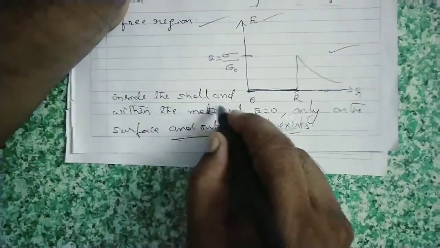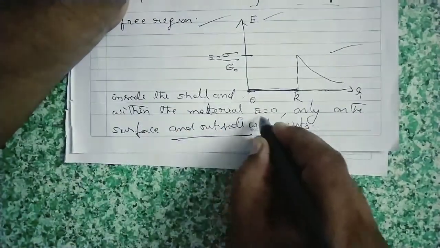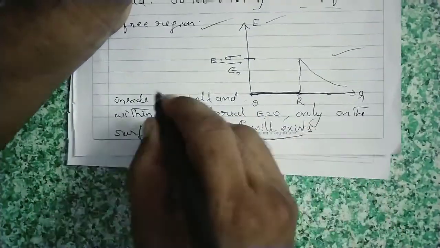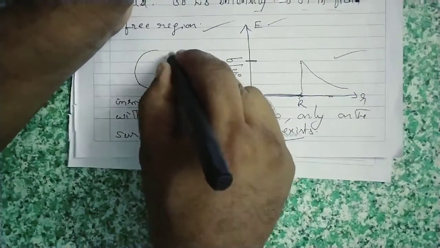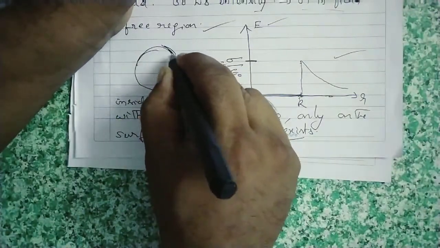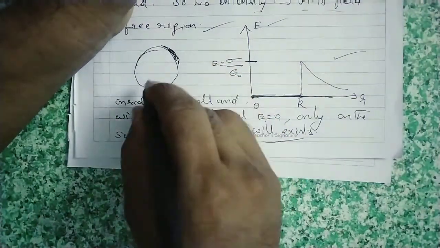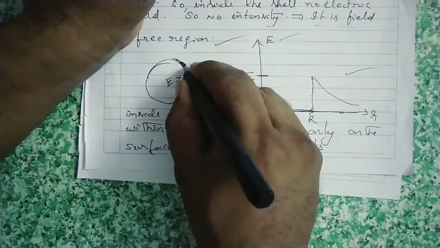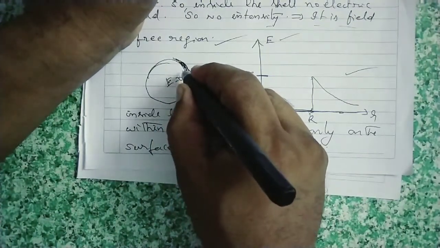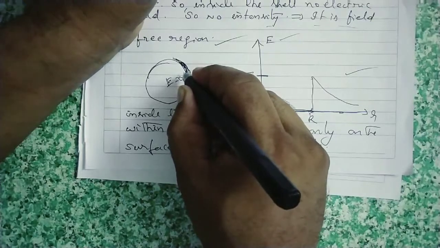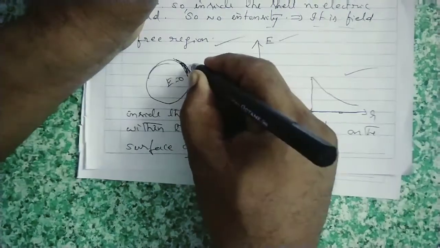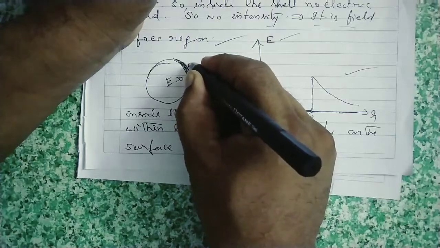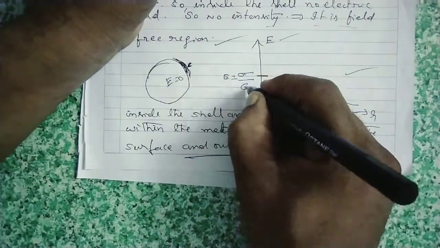Now inside the shell, the electric field is 0, we got that. Within the material also the electric field is 0. The material may have some thickness because it is made of metal. So inside, the electric field is 0, and within the material also the electric field is 0 because the material is a conducting material. In a conductor, in static condition, electric field is 0 always. Only on the outer surface the electric field is there, that is sigma by epsilon 0.